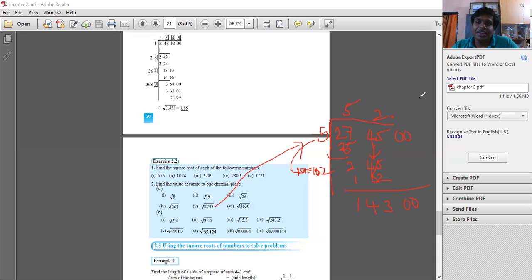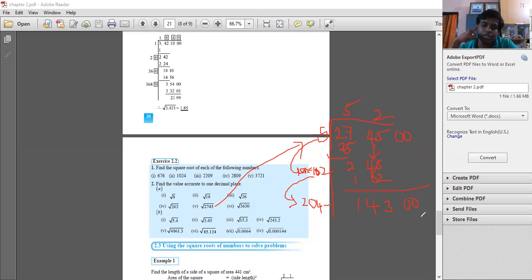14,300 should be divided. So how are we going to do that? 102 into 2 will give you 204. 204 something into this should give you the answer. So 2041 into 1 will be 2041. That's wrong. This is very big, 14,300. So it should be a bigger number. Let's try the other way.